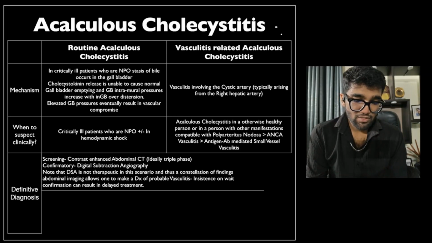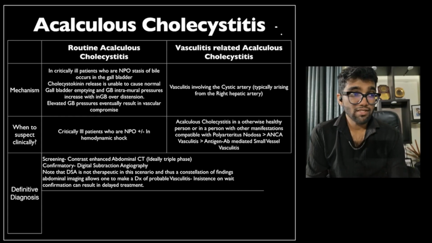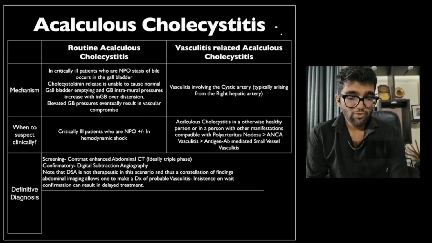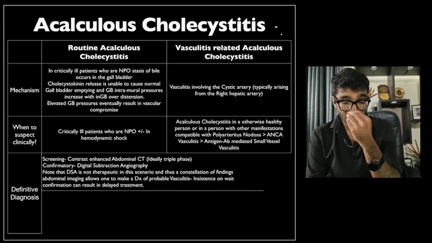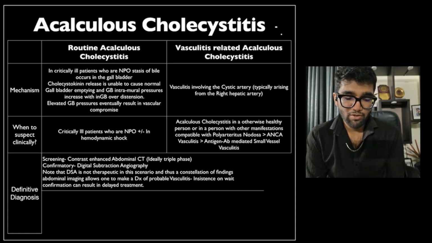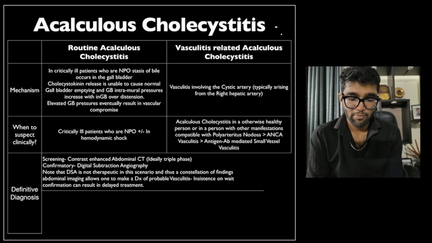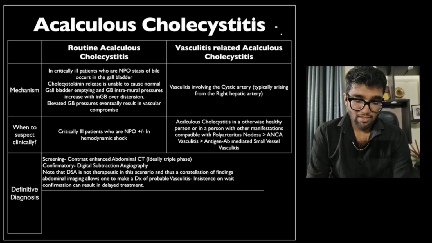Now, the definitive diagnosis in both cases would require screening with imaging. If you have the suspicion of vasculitis, you must do a contrast enhanced abdominal CT. But if you're suspecting routine acalculous cholecystitis, then USG is sufficient in most cases. Confirmatory testing for PAN particularly requires digital subtraction angiography, because normal routine CT angio usually doesn't have sufficient sensitivity to pick it up, but it can at times, especially with modern multi-detector CT scans.